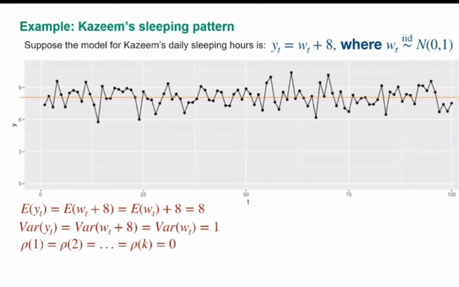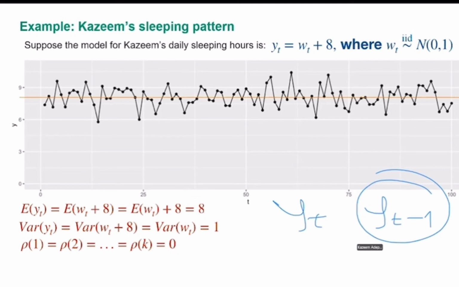Now, what is the autocorrelation? The autocorrelation at lag 1, at lag 2, at whatever lag, is expected to be 0. You know why it's going to be 0? Because we have a white noise model. YT will be independent of YT minus 1. There's not going to be a connection. I cannot determine my sleeping hours today from those of yesterday. That is what it means. There's no connection because I'm actually using white noise.